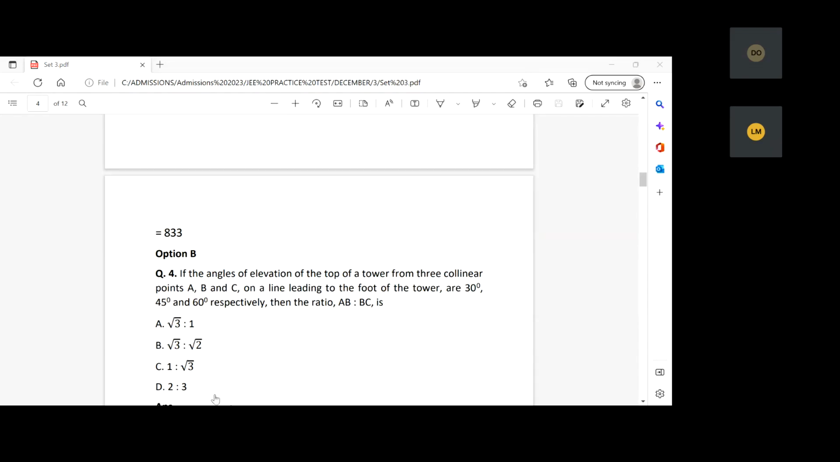Yes, I think somebody has answered. It's root 3 is to 1. It's Karthik, I think. Karthik has replied. Sai Chaitanya has also replied. It's root 3 is to 1. Okay, so let's see how it works.